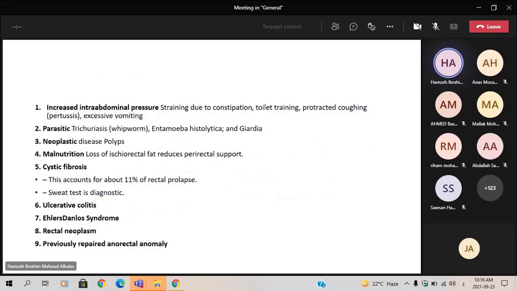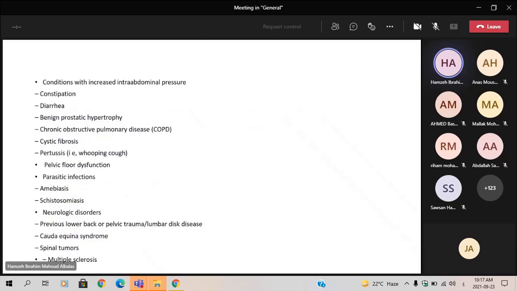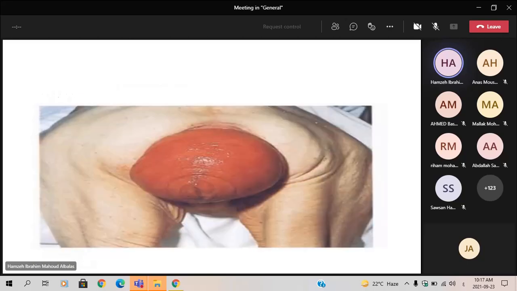It may be due to increased intra-abdominal pressure, parasitic infection, neoplasm, malnutrition, cystic fibrosis, ulcerative colitis, Ehlers-Danlos syndrome, or a rectal neoplasm previously repaired. The conditions which increase intra-abdominal pressure may be constipation, diarrhea, BPH, chronic obstructive pulmonary disease, cystic fibrosis, spinal tumor.